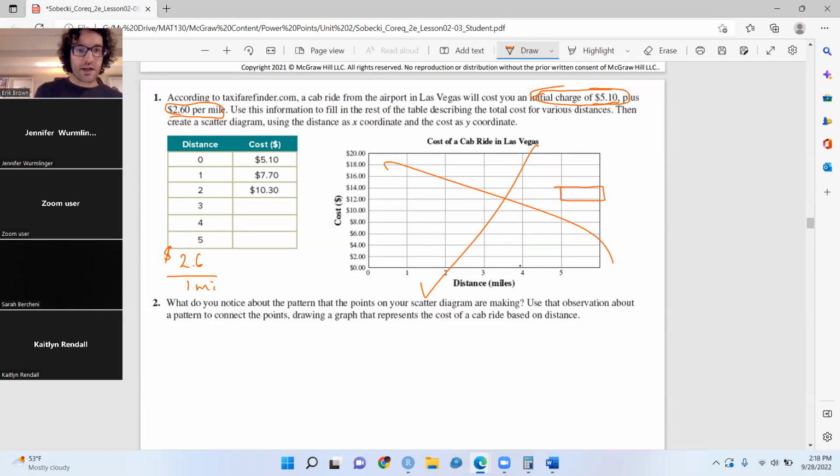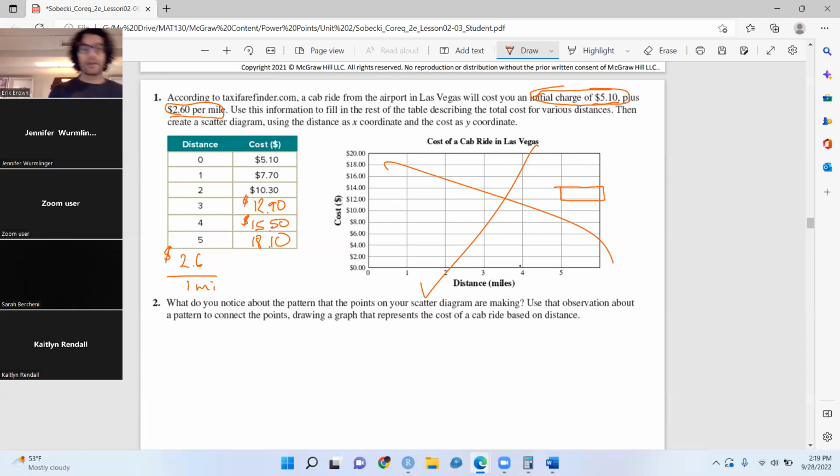That means for each mile we add 2.60. So here 5.10 plus 2.60, 7.70. 7.70 plus 2.60, 10.30. Add 2.60 to 10.30 and we get 12.90. Add 2.60 to that and we get 15.50. Add 2.60 to that and we get 18.10.